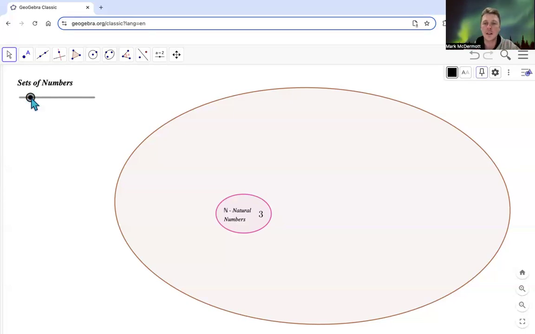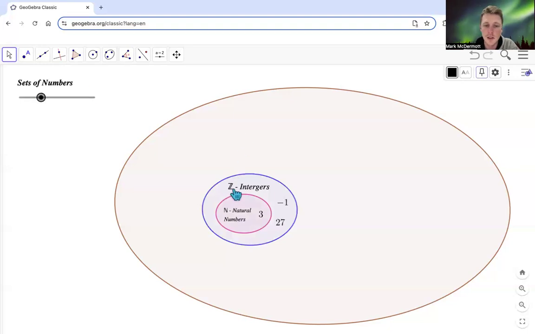Okay, a larger set than that, I think you would agree, would be what's called integers, and we use a capital Z for integers. That's going to include all the negative numbers, right? And it's definitely going to include 0. So it's all whole numbers, positive and negative. So -1 and 27 are both examples of integers. You can see that 27 would also be a natural number, right? But it's also an integer. So we're sort of getting these overlapping circles going on here. All natural numbers are integers, but not all integers are natural numbers.